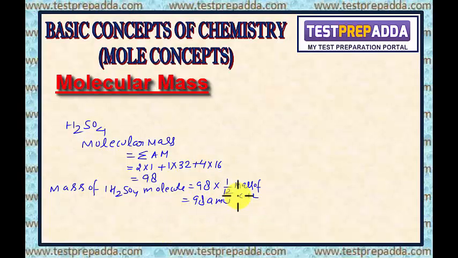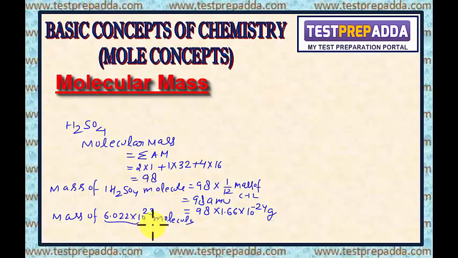Now we all know the relation between AMU and grams. So I can write this as 98 into 1.66 into 10 raised to minus 24 gram. My point is clear. Now, similar to the previous case, here also if I try to find the mass of 6.022 into 10 raised to 23 molecules of H2SO4, these many molecules means how many moles? 1 mole. So it will be 98 into 1.66 into 10 raised to minus 24 into Avogadro number, that is 6.022 into 10 raised to 23. So the value will come 98 gram.